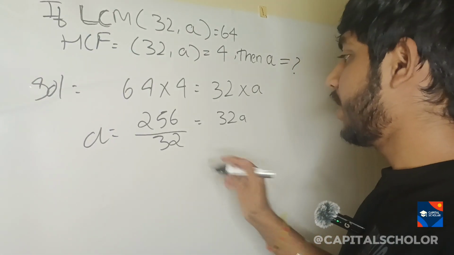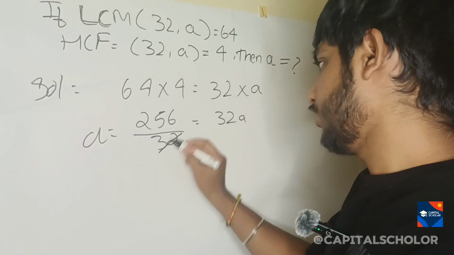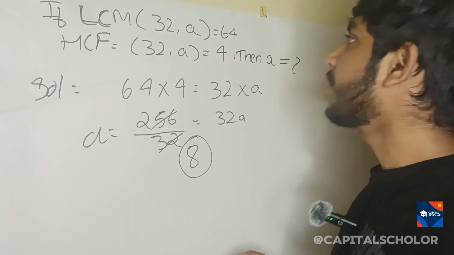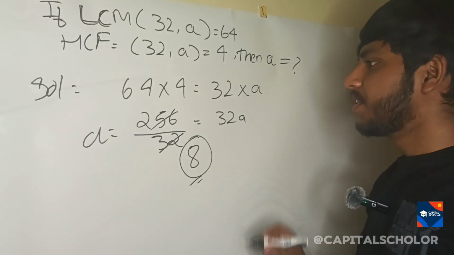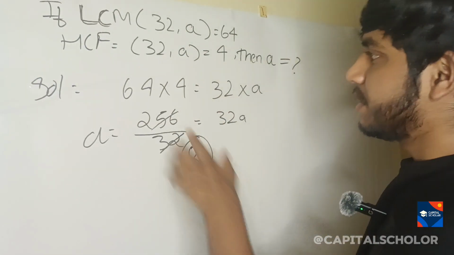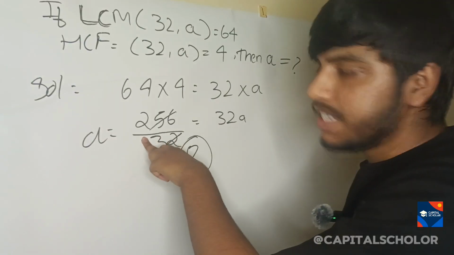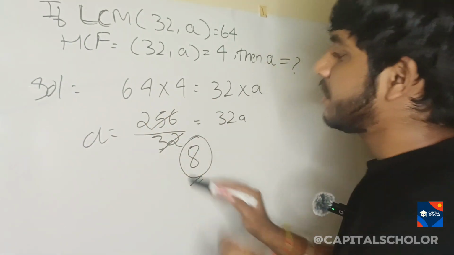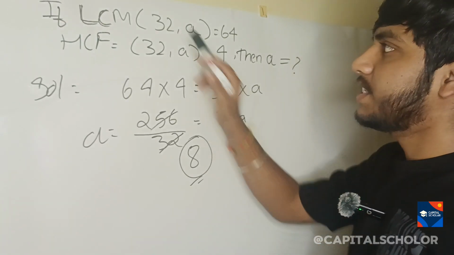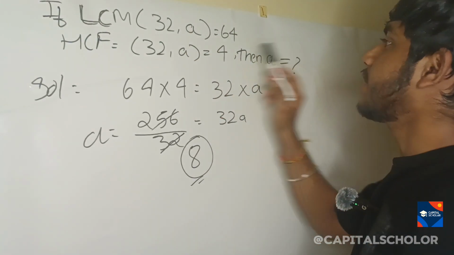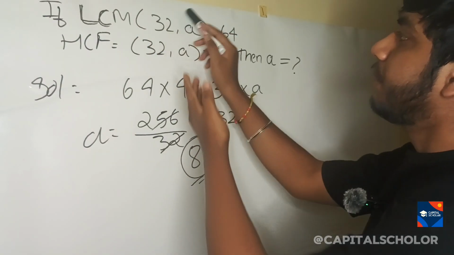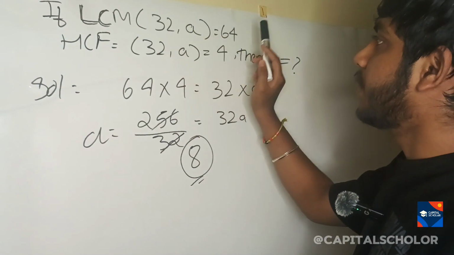So it will be considered as 3, 6, 8, 8. So A is equal to 8. If you divide, you will get 8. 64 into 4 is equal to 256. 32 into A is equal to 32A. A is equal to 256 divided by 32, which is 8. So the answer will be A, and A is equal to 8. If you put 8 here, the LCM will be the same.